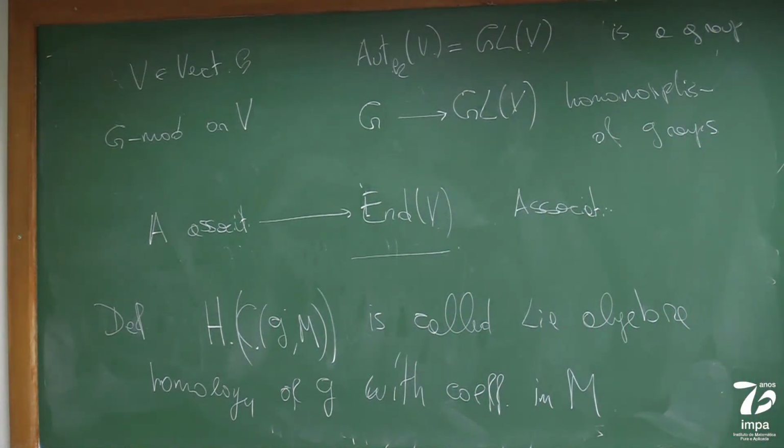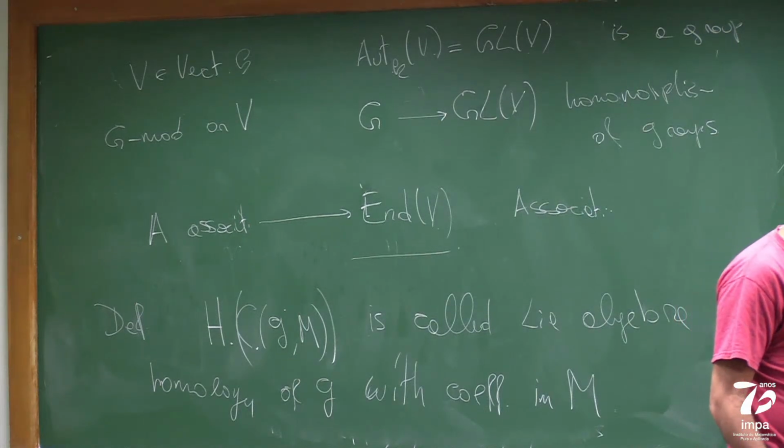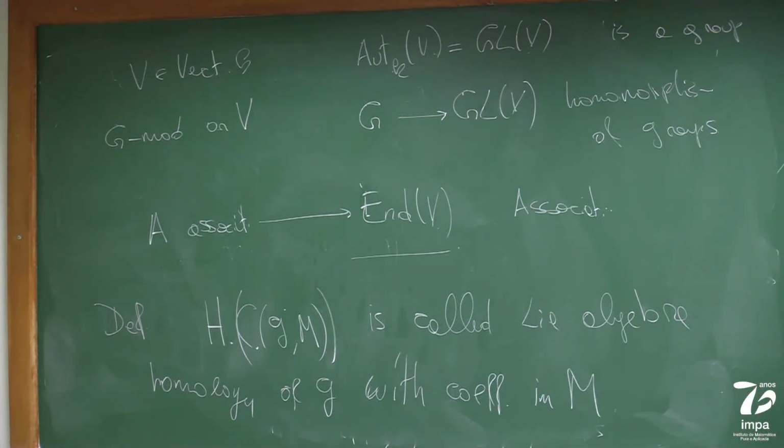There are several flavors of each one of them. For groups, there's essentially one. But for associative algebras, you can look at Hochschild homology, cyclic homology. There's a bunch of different kinds of homologies that you can try to study. Why is it interesting for Lie algebras? Well, let's look at what the lower homology spaces are.